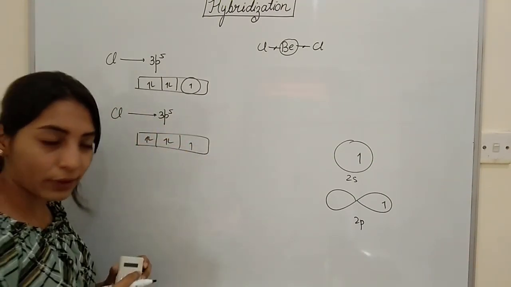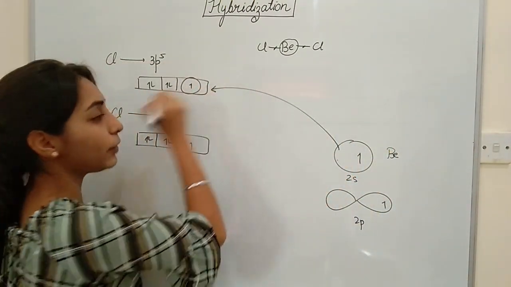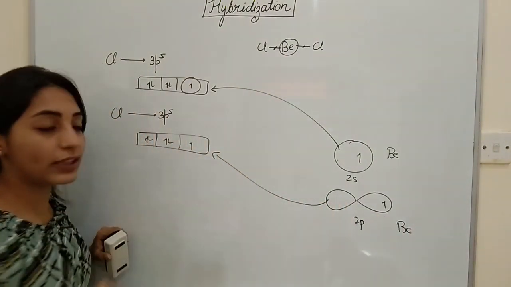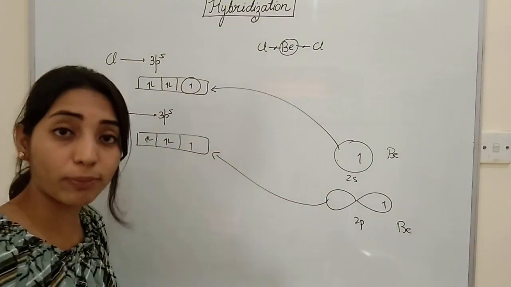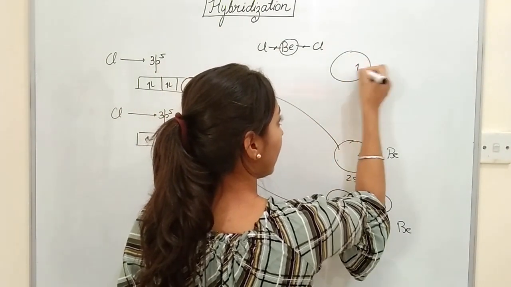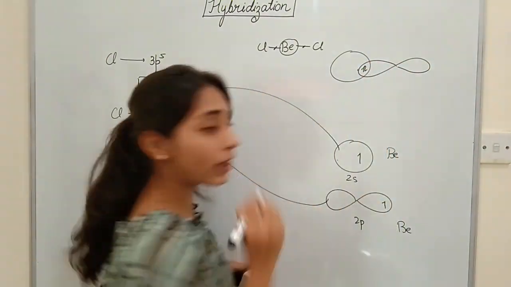Like this. Okay. Now 2s of beryllium goes with 3p of chlorine, and the other 2p of beryllium goes to 3p of chlorine. Let us see what kind of bond formation occurs. So if these two are combining, s and p overlapping should occur.